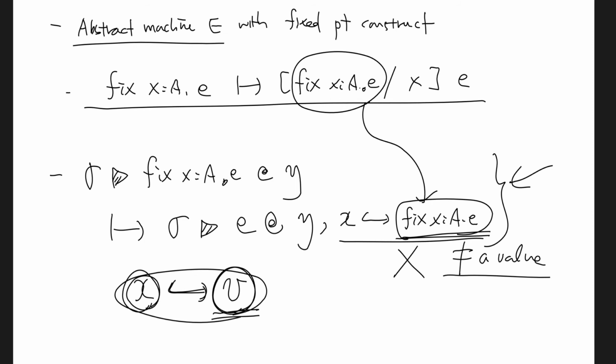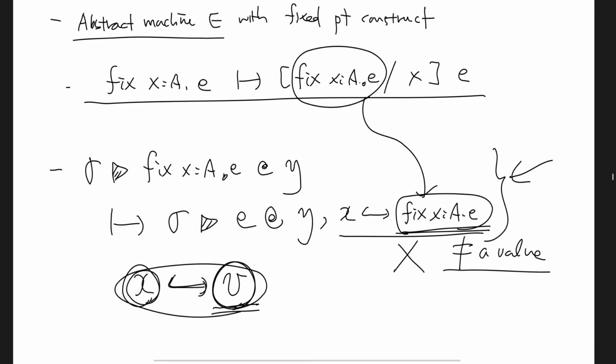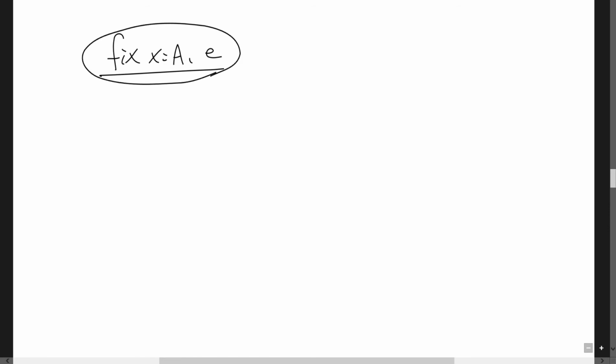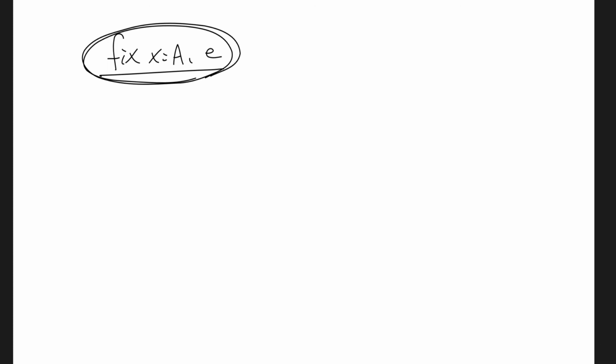So the solution that we use to deal with this fixed point construct is, instead of allowing this general form of fixed point construct, we allow a particular form of a fixed point construct that can be counted as a value. So usually we use this fixed point construct to define a recursive function. So the plan now is we'd like to identify a subclass of this fixed point construct that represents a recursive function, so it can be counted as a value.